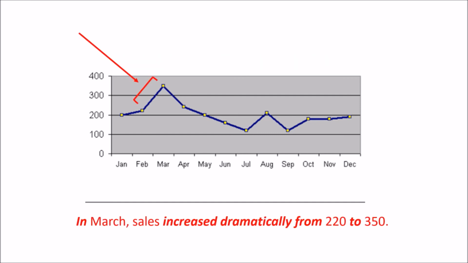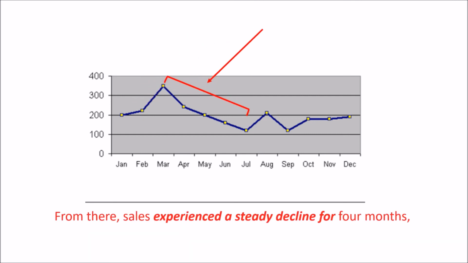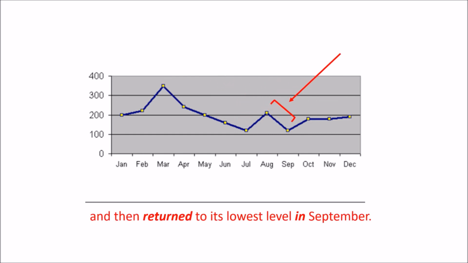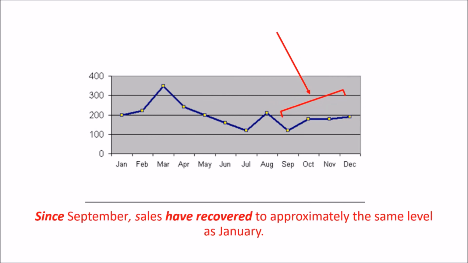In March, sales increased dramatically from 220 to 350. From there, sales experienced a steady decline for 4 months, rose sharply in August, then returned to its lowest level in September. In September, sales have recovered to approximately the same level as January.